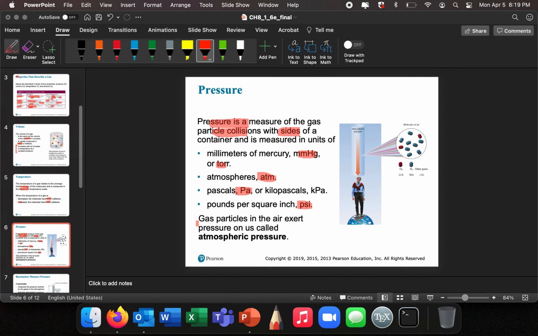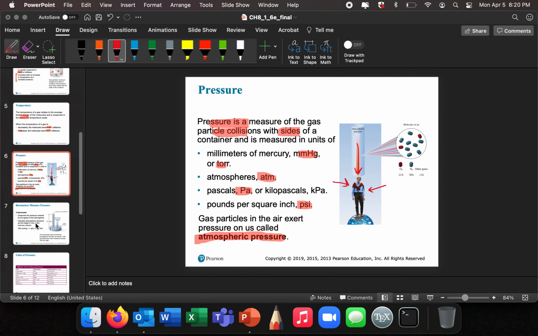Gas particles in the air exert pressure on us, and we call that atmospheric pressure. So this guy is standing here with a sweater over his shoulders, standing on the Earth in the atmosphere. The atmospheric pressure is the pressure that a column of air above his head pushes down on him. And it's the same in all directions. This pressure is the same as that pressure is the same as that pressure. That's atmospheric pressure. It's the pressure the gas particles in the air exert on your body.